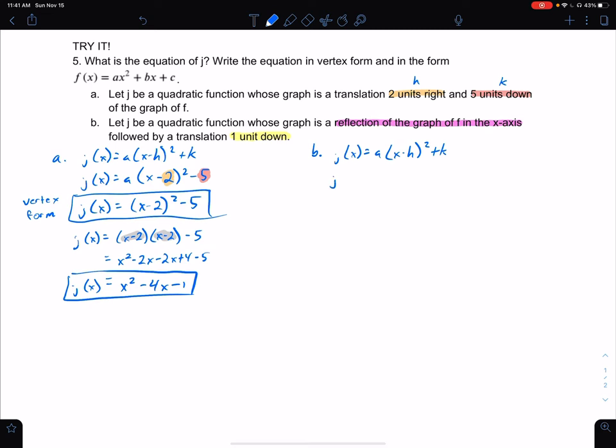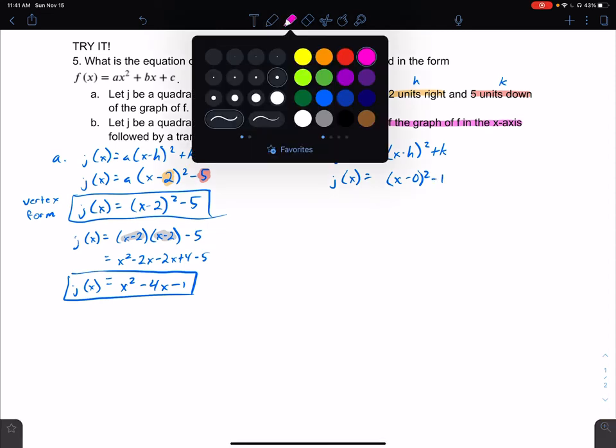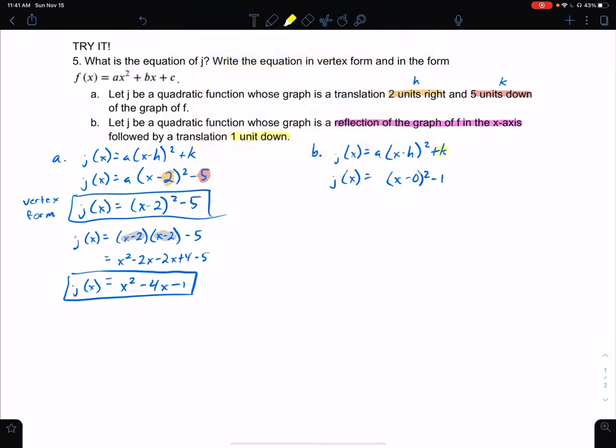So my J of x, I have a times x minus h. My h, because there's no shift left and right, I'm going to write the 0 in. It's going to be gone in a second, but right now just as a placeholder. And then since it shifts down, we're going to write 1 unit down. So that k value is that minus 1 there.